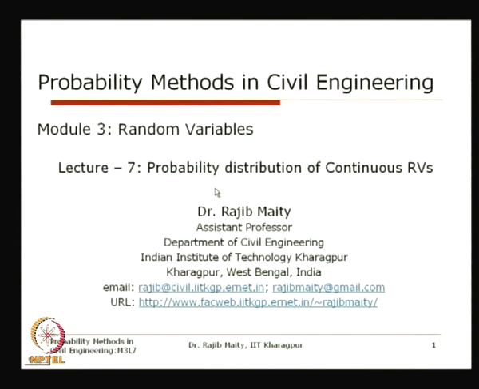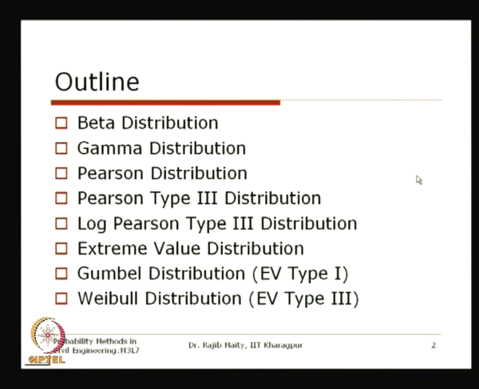So, in today's lecture, continuing from the last lecture on probability distributions of continuous random variables, we will cover these distributions. The beta distribution we will start with, then the gamma distribution, and the Pearson distribution. Basically, the Pearson distribution is a family of distributions, and there are many such families. Pearson is one of them, and in this family there are 7 different types of distribution.